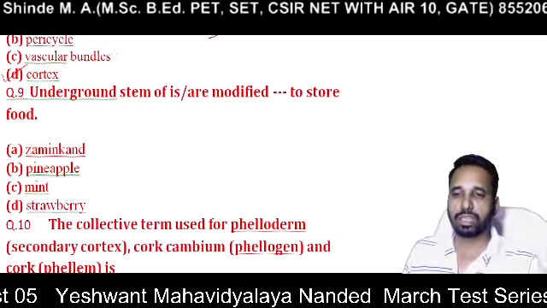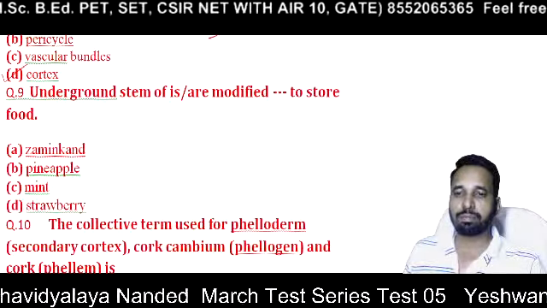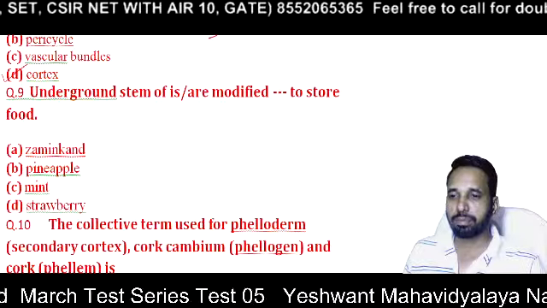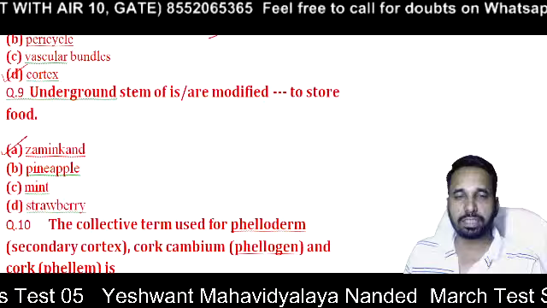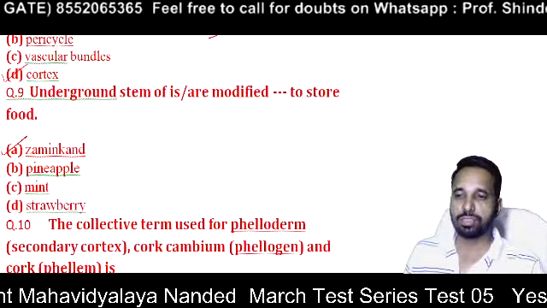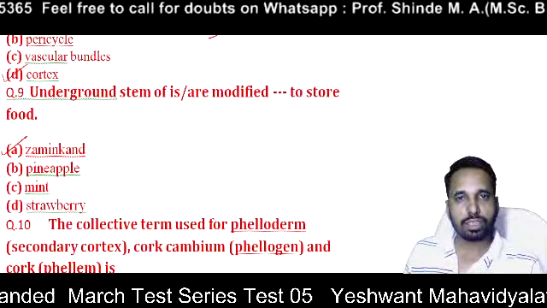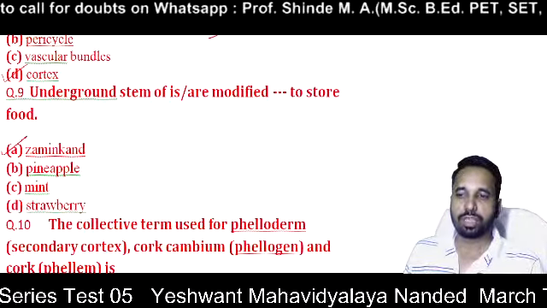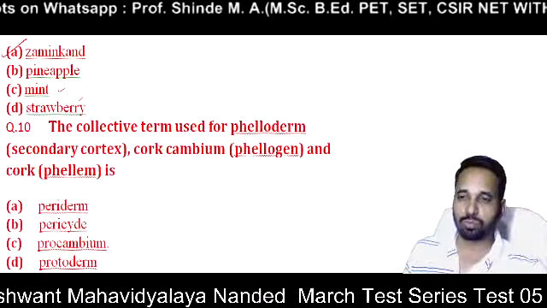Number 9, underground stem of dash are modified to store food. So underground stem with the food storage capacity. So what could it be? Zamicon, pineapple, mint or strawberry. It is zamicon. Name itself suggests many things. Even if you are not familiar with the answer, even then you can find out the answer. Okay, so underground stem, it has modified so that it can store food. So pineapple, mint and strawberry, these are not possible. Okay, in case of mint and strawberry, runner like modifications are there, but then they cannot store food.